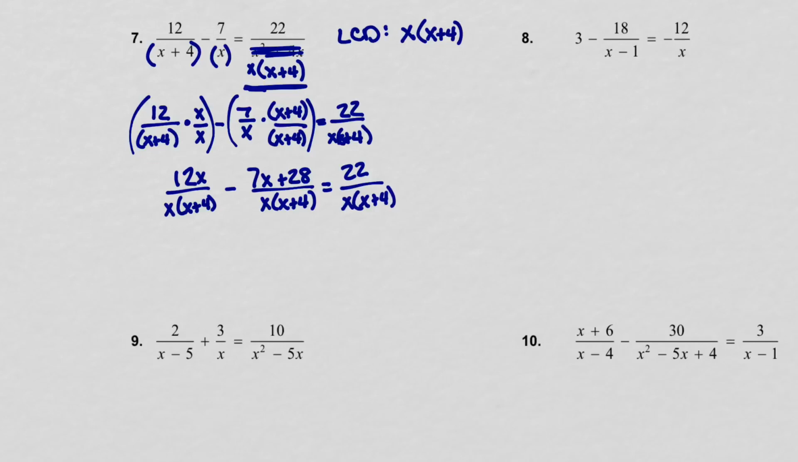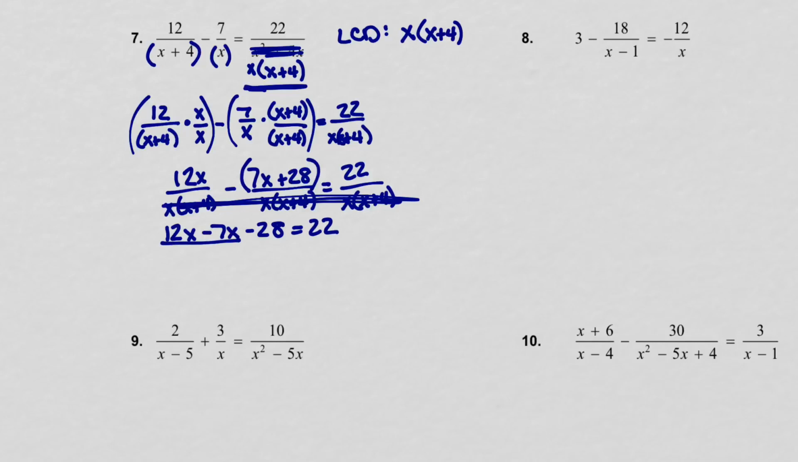So again, if we multiply everything times x plus 4, these denominators go away, and I just need to concentrate on the top. So let's collect some like terms, but first you have to remember this minus goes to both of these things. So I need to rewrite this before collecting like terms and distribute that negative to both things. So I'm going to end up with 12x minus 7x minus 28 equals 22.